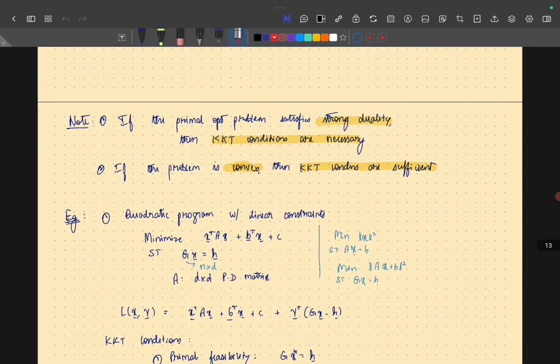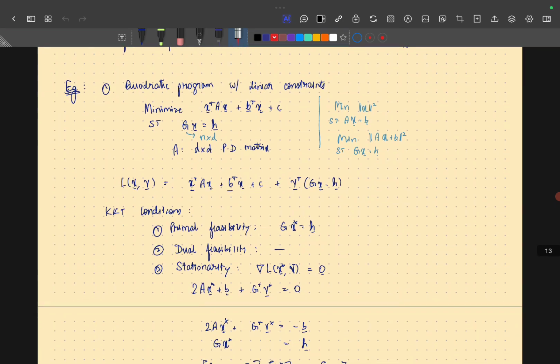And I made this point that if the primal optimization problem satisfies strong duality, then the KKT conditions are necessary. They're not sufficient. But in addition, if the problem is convex, then the KKT conditions are also sufficient. So if someone presents you a constrained convex optimization problem, then the first thing you should try to do is solve for the KKT conditions. If it works and you can get a closed form solution, then you're done. You don't have to look any further. If not, then you have to think about other numerical approaches to solving the problem.